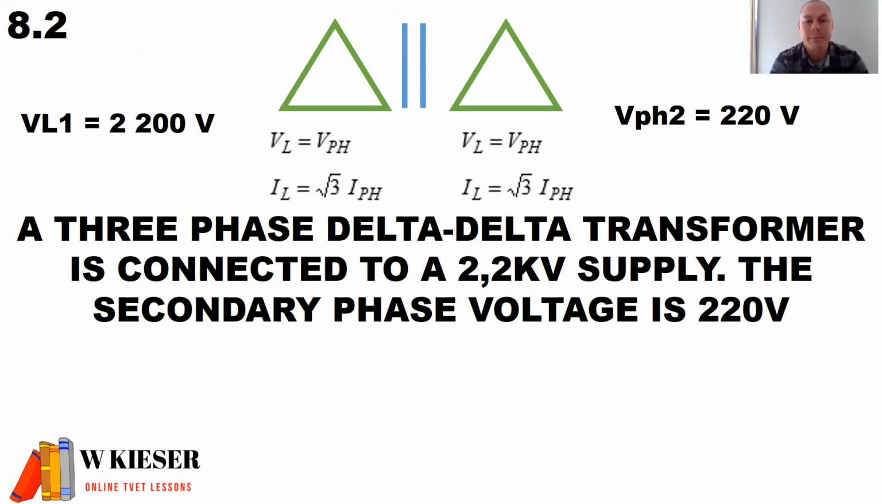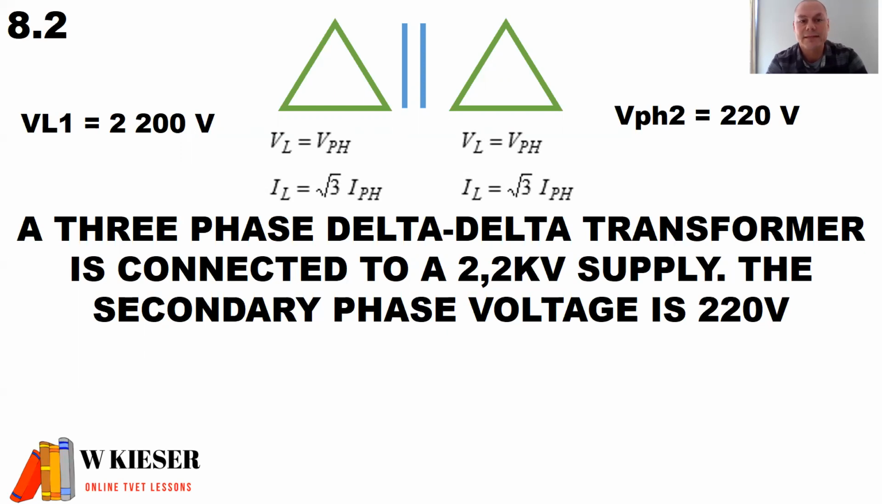Now remember, unless specified, we will always assume that line values are given. So on the primary side, we have 2,200 volts for VL1. So therefore, we can assume that V phase 1 is also equal to 2,200. We are given the secondary phase voltage of 220 volts. So therefore, we know that V phase 2 is also equal to 220 volts.